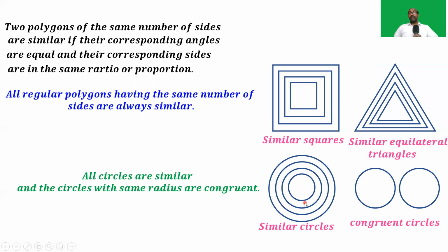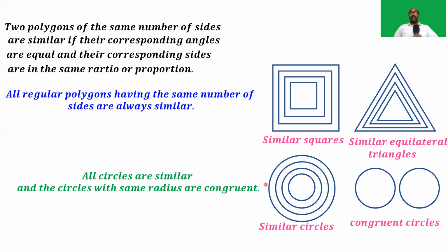I think you know what congruent figures are. If two figures are the same in size as well as in shape, then the figures are said to be congruent figures. So let us do an activity to find the relationship between the angles as well as sides in similar figures.